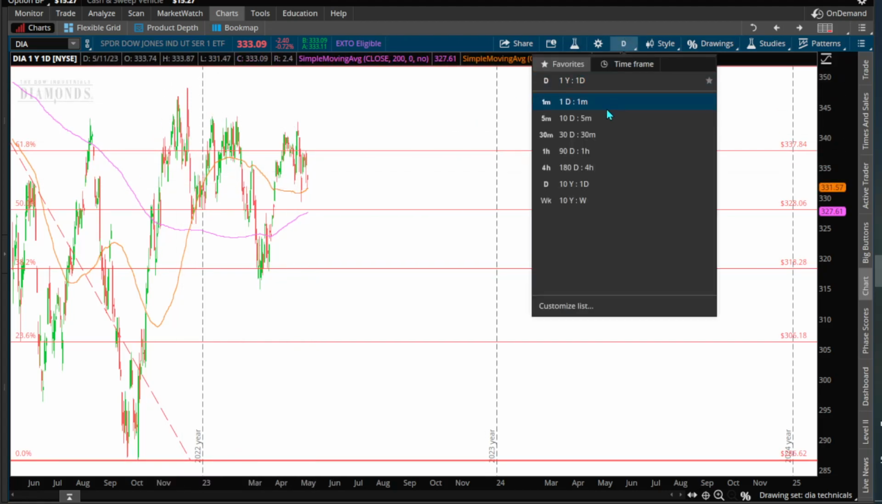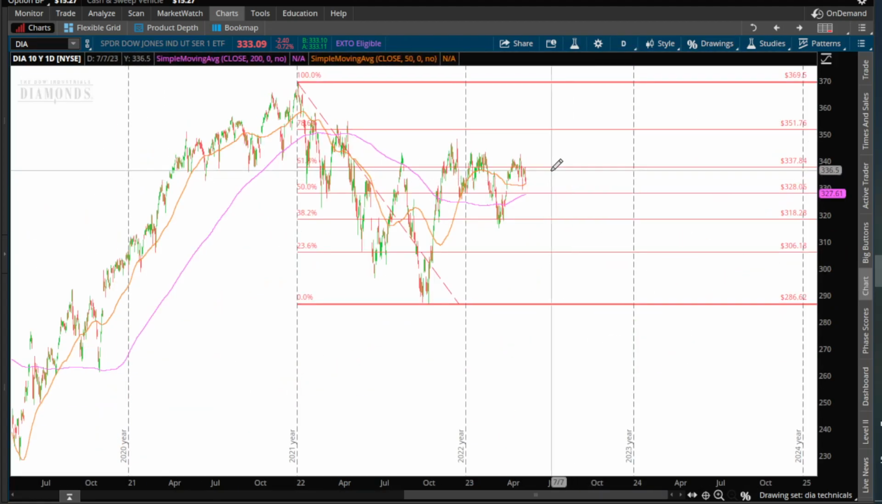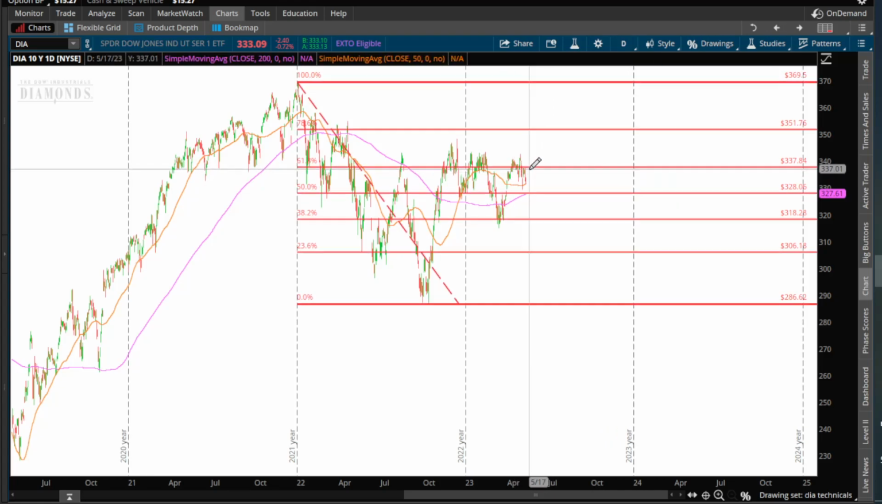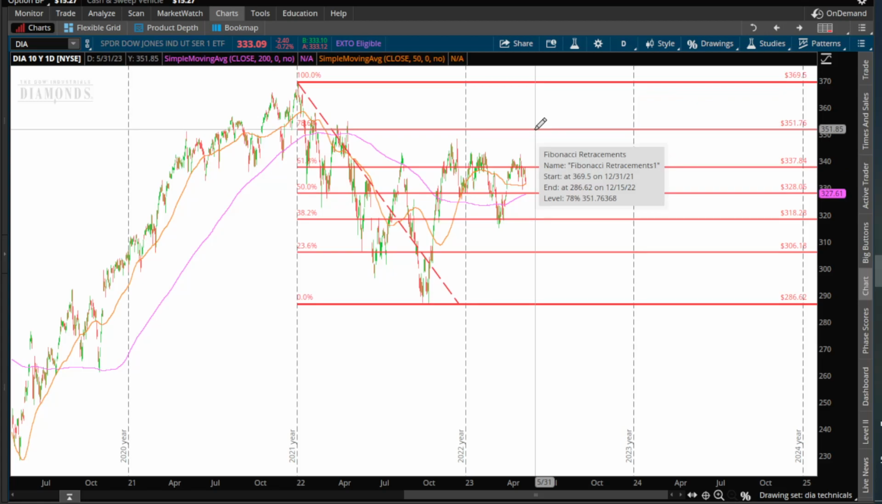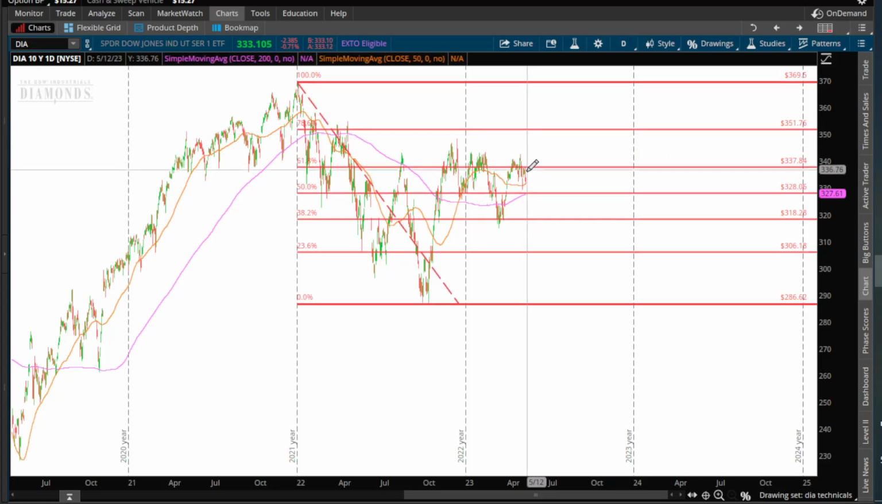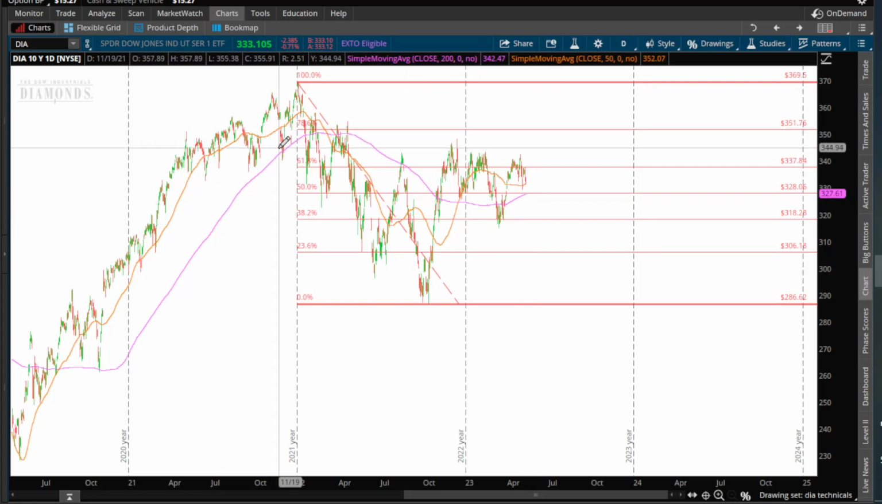Now let's just zoom out just a little bit more. Let's go back to that 10-year, 1 day. So if we were to get above this fib level right there, well, then the next fib level that we want to pay attention to is that 78% level at 351.76. So that is the upside, and then I already told you the downside.